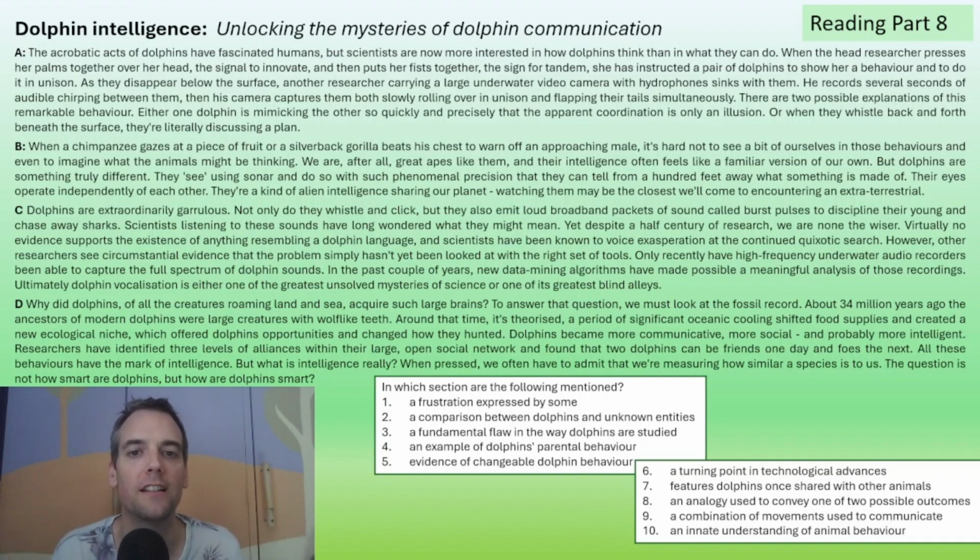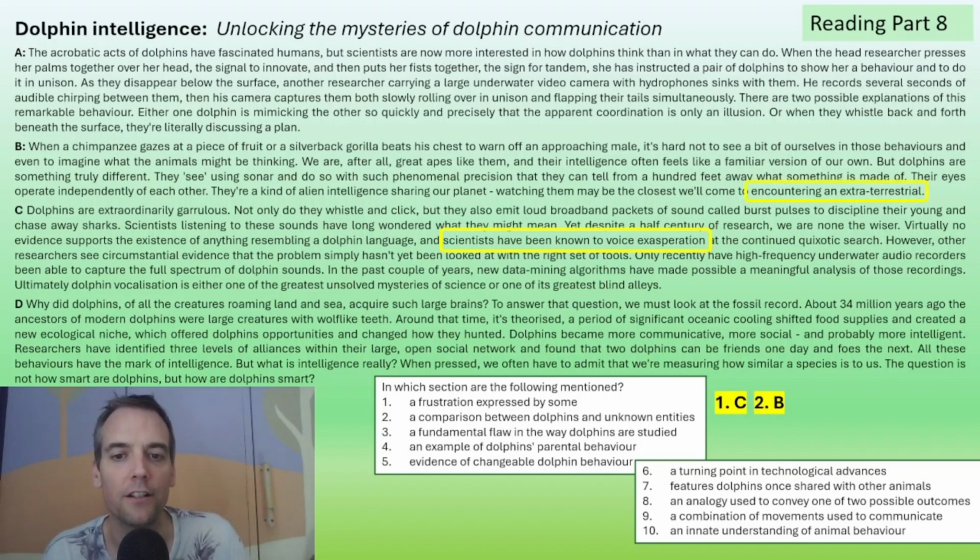Number 1, the answer is C. Scientists have voiced exasperation. Well, exasperation means you are frustrated, so 1 is C. Number 2, we already did, that was B, the extraterrestrials. Number 3, a flaw in the way they're studied. This one is a bit tough, but we are talking about what is intelligence. What we're measuring is not what we should be looking at. So they're asking the wrong questions. So it's D.